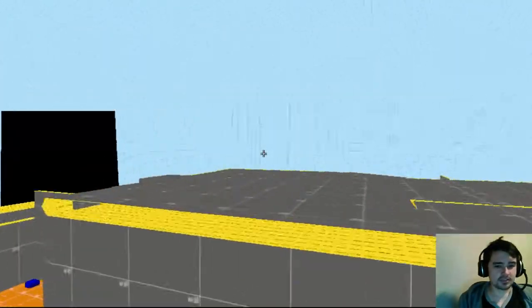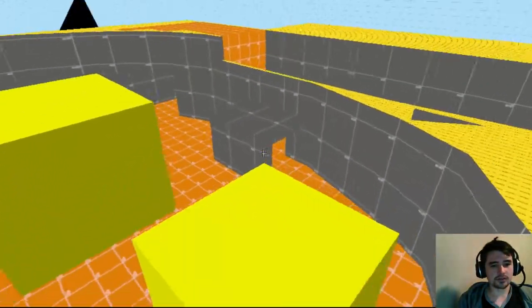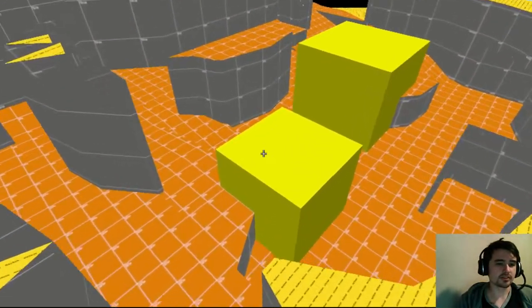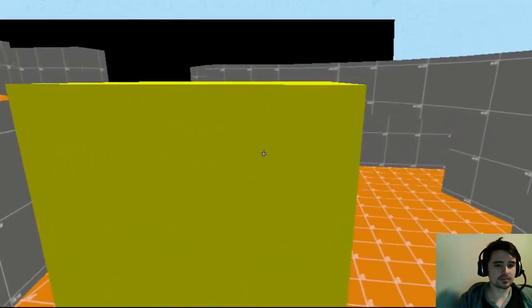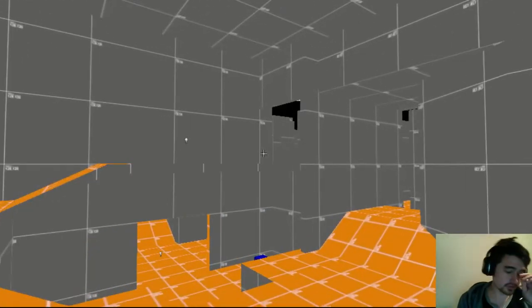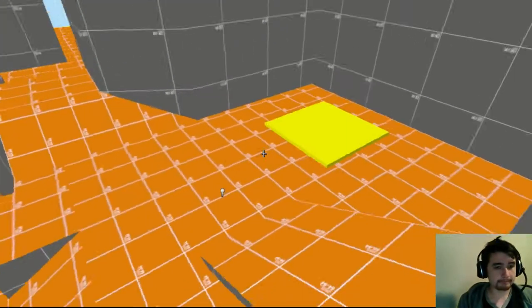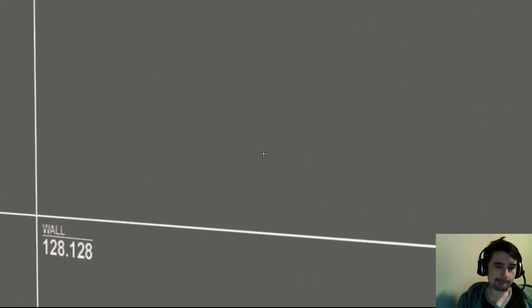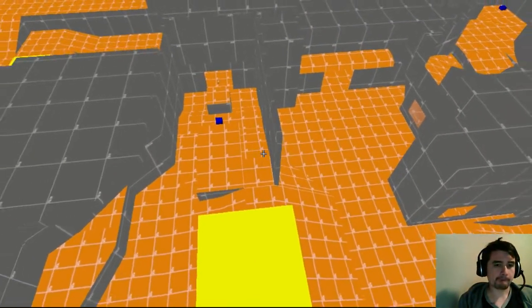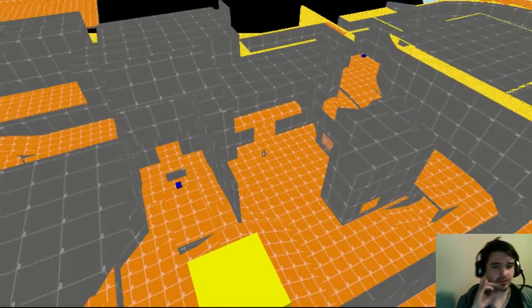So basically, where am I? This is the starting area, or so far the starting area. These are these rocks here. And this is a massive room. Okay, so this is this area.